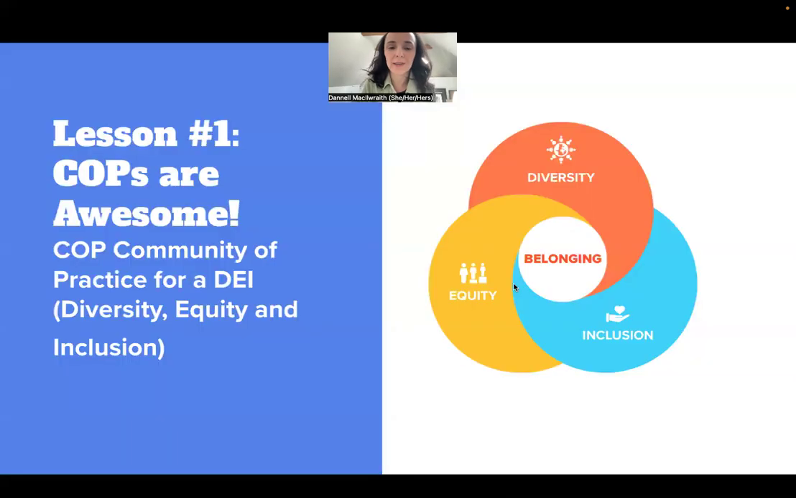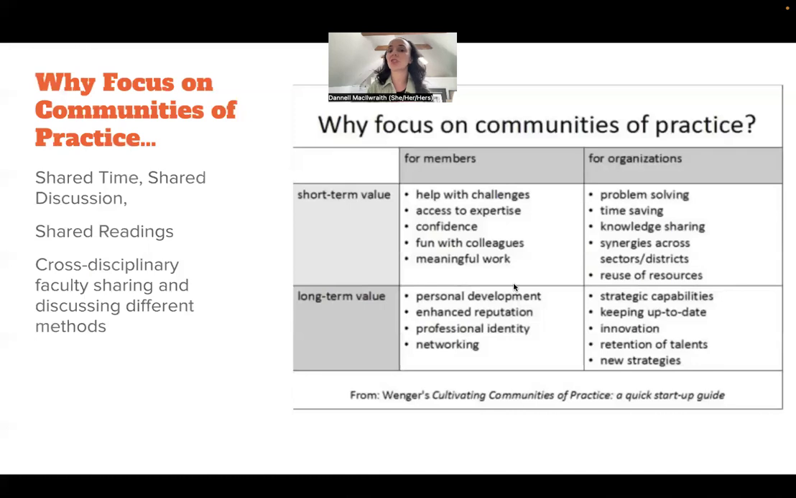Lesson 1, communities of practice are fun. So CoPs are when faculty from different areas and different departments came together for 3 months. We were in person, it was not on Zoom, so that we would be able to share our experiences, share our time together, and share some discussion points of diversity, equity, and inclusion. So this had short-term and long-term values.